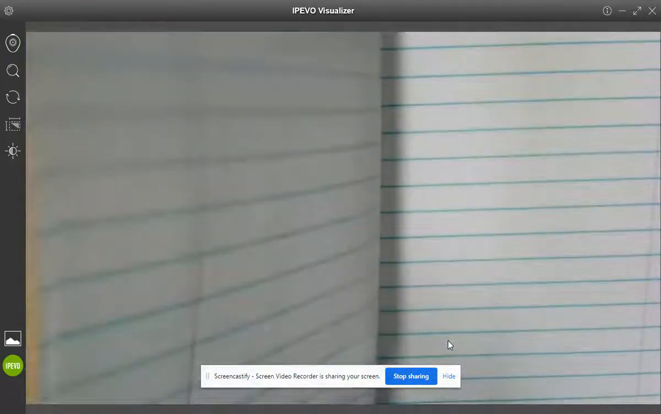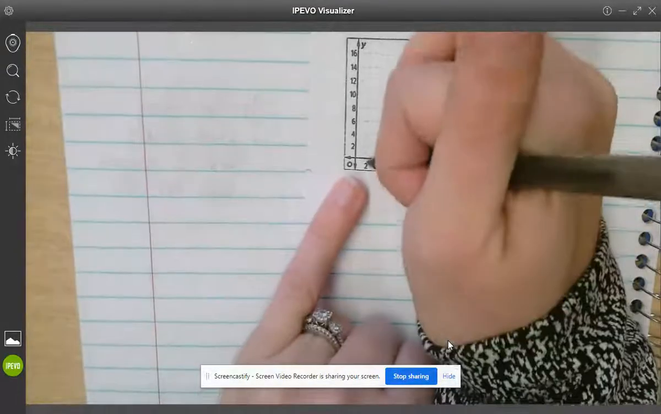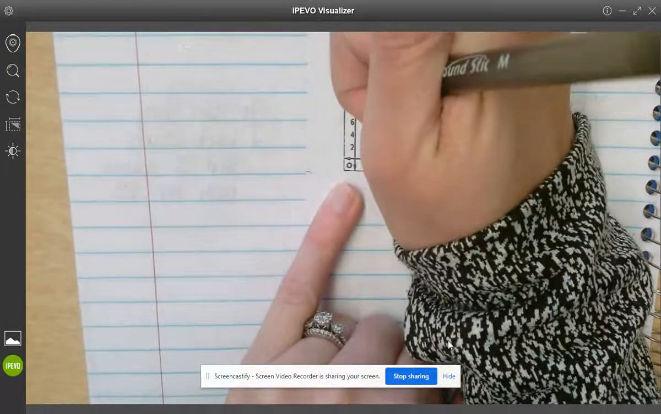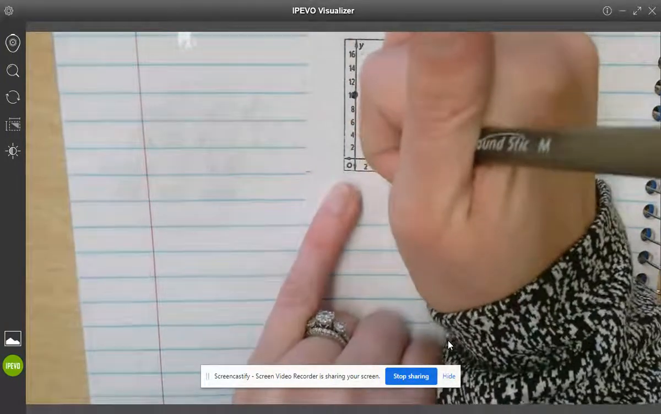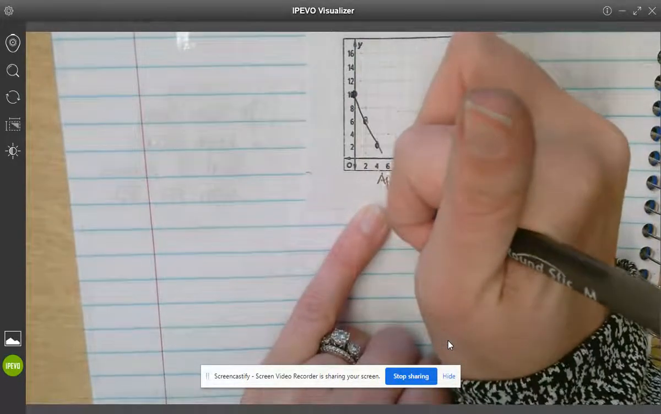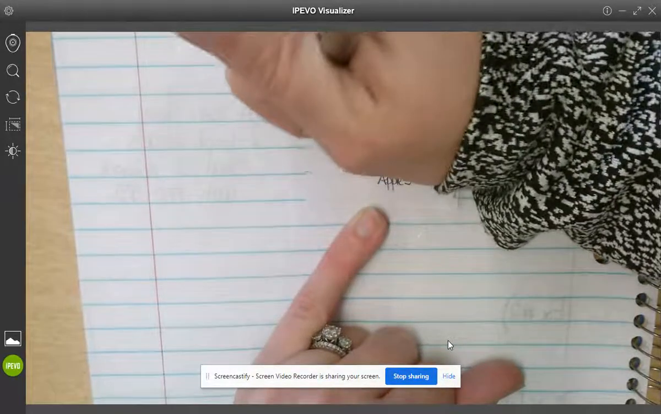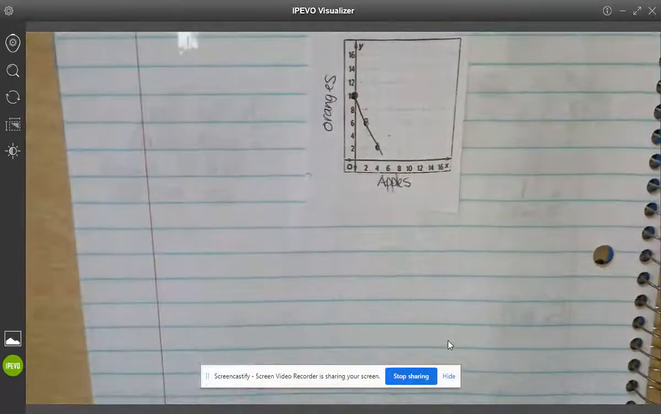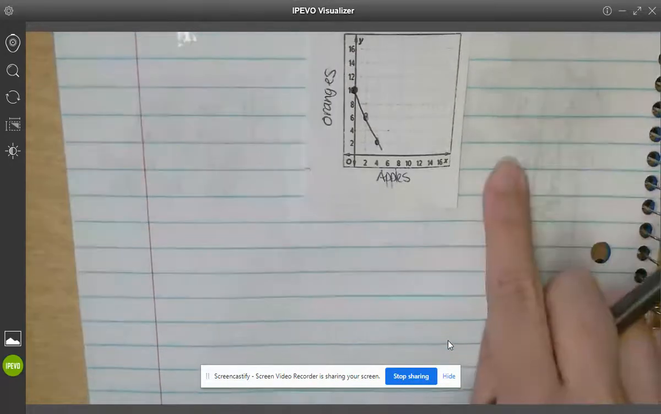I'm going to go graph it on the correct graph. So (0, 10), (2, 6), (4, 2). X's were the apples. Y's were the oranges. Make sure you label, because on your homework you're going to have to label as well. And then interpret a point.